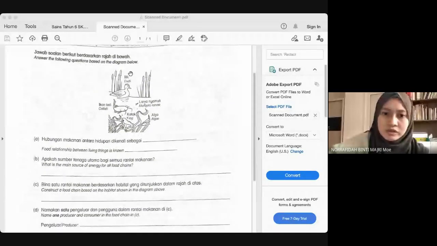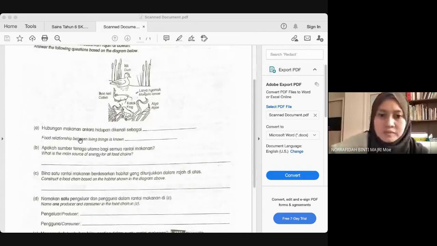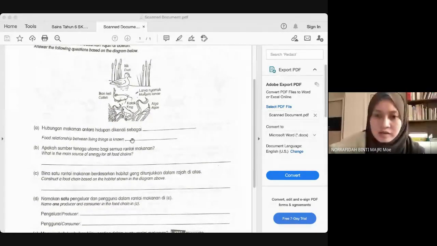Start with here. No need to draw. You write down in English only, like this. A. Food relationship between living things is known. So you write the answer.